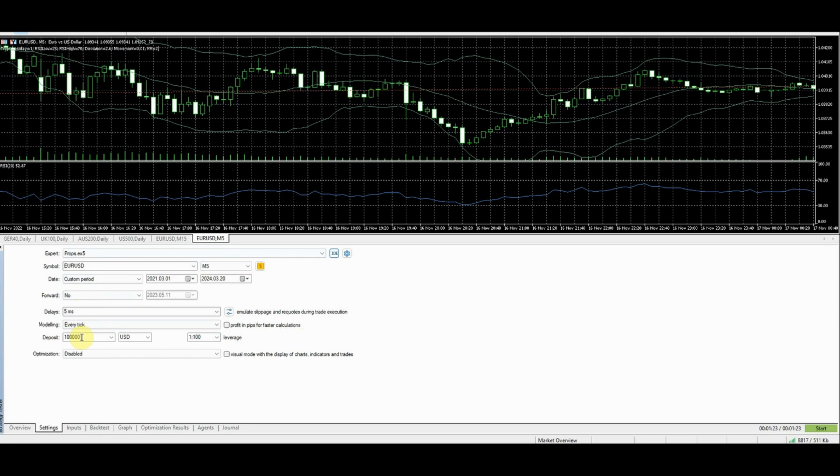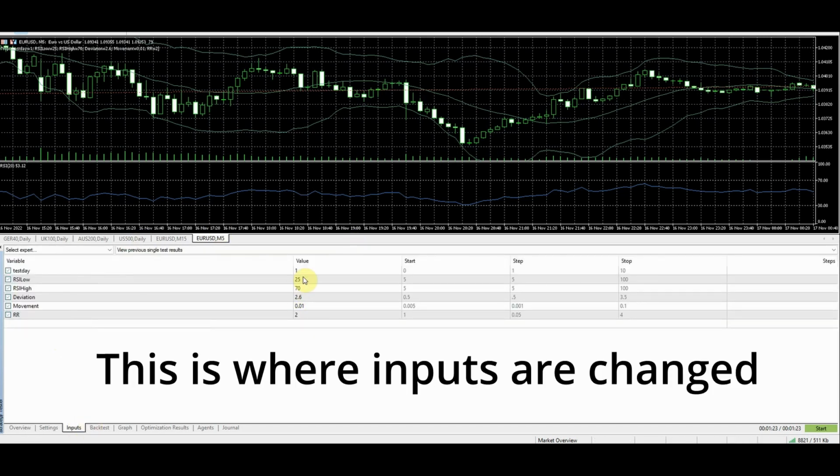I've got a deposit of 100k just so we can work with the proper margins, etc. And we're not optimizing because we've done some testing already. I've got some inputs here. We're not using the tests for the day.